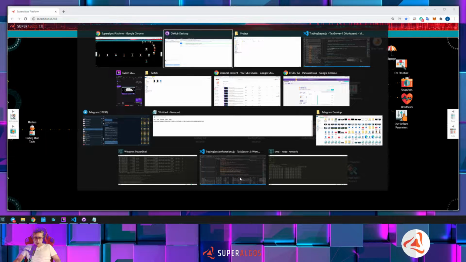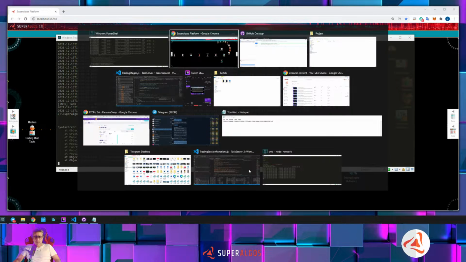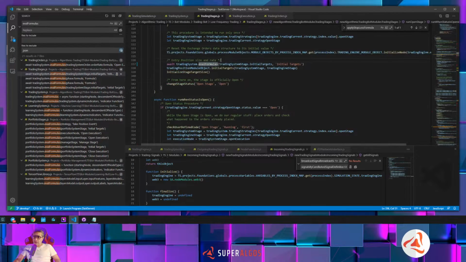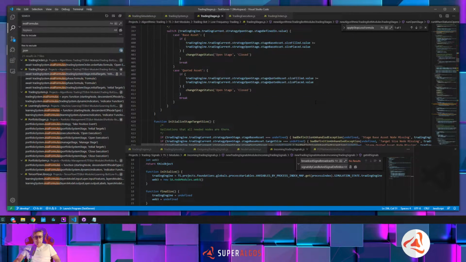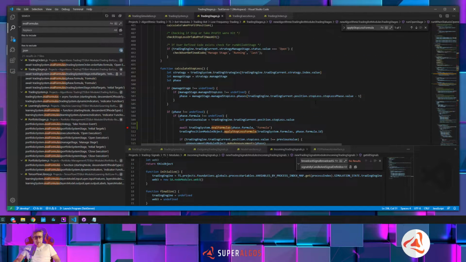Mm-mm. It doesn't look that it's going to work. Await is only valid in a sync function. There is one await inside, and it is at trading stages 511. Well, I reviewed some of those, but it seems that there was one that I didn't. 511.